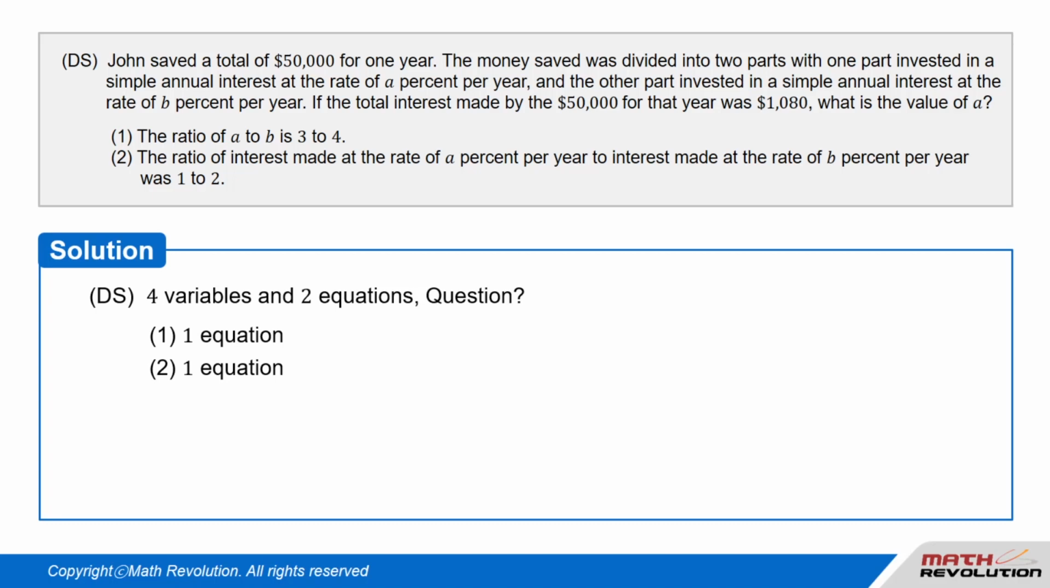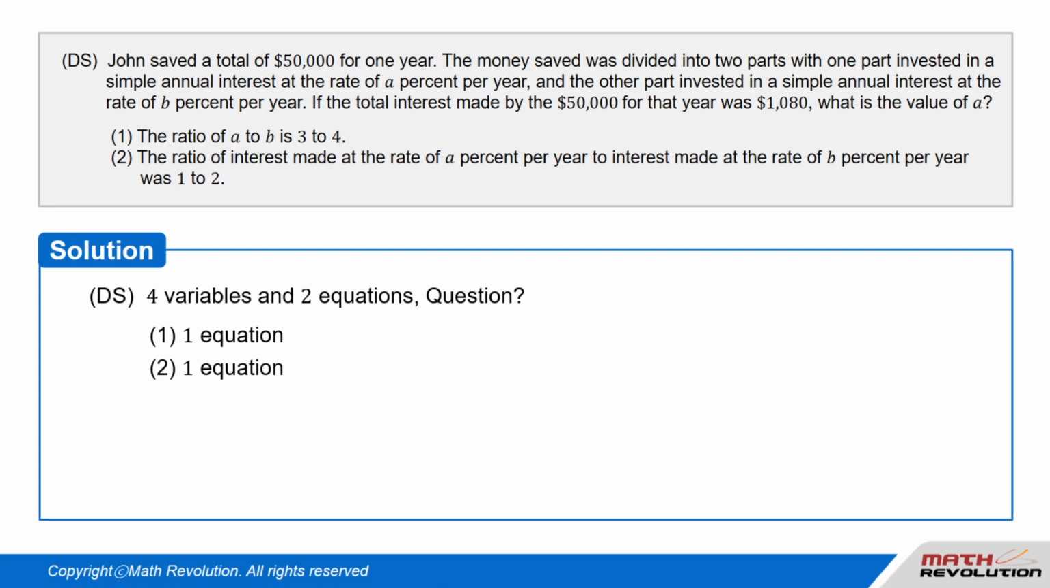Solution. Now we will solve this DS question using the variable approach. DS, 4 variables and 2 equations. Question. Condition 1, 1 equation. Condition 2, 1 equation. DS question with 4 variables and 2 equations. Let the original condition in a DS question contain 4 variables and 2 equations.